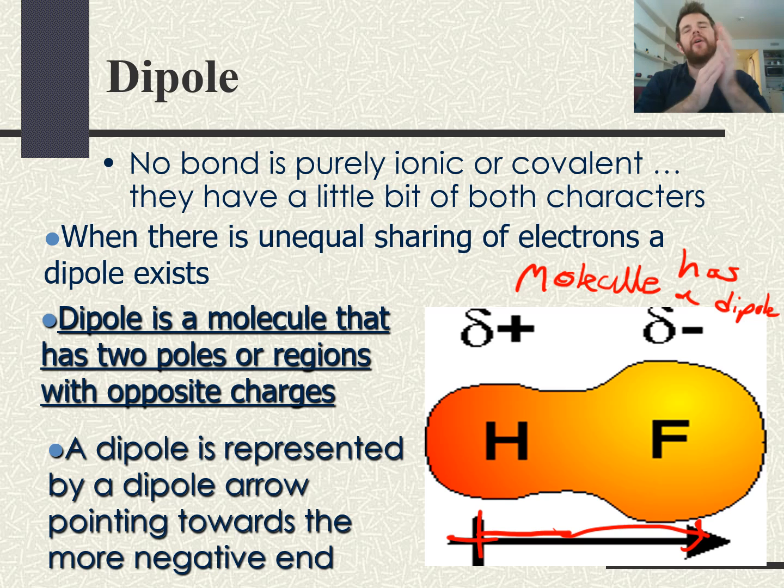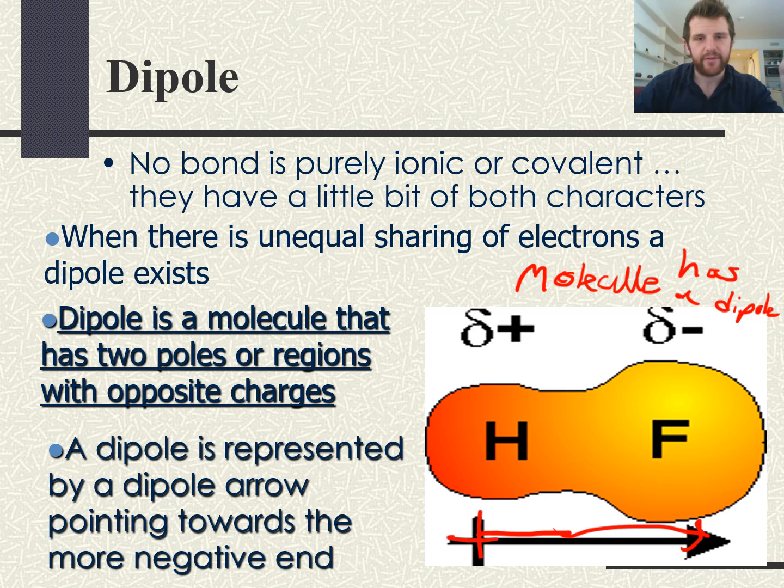So this could be even with carbon and hydrogen. If you look at their electronegativities, you would see that, oh, it's non-polar covalent. But one is still holding it just a little bit closer. So there are regions with opposite charges. So there's going to be one that's partially negative and one that's partially positive.